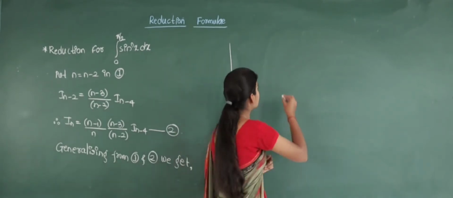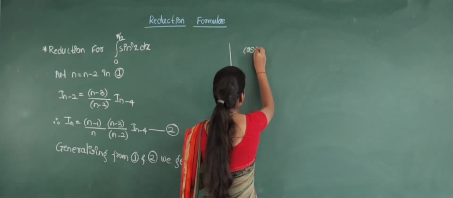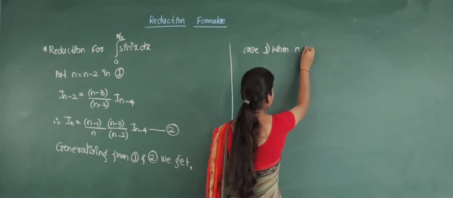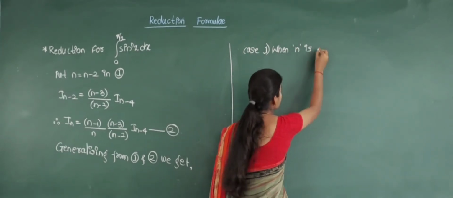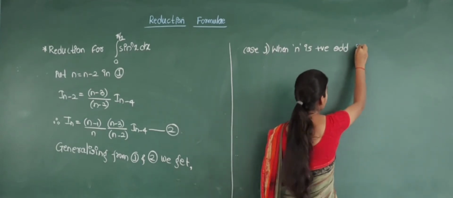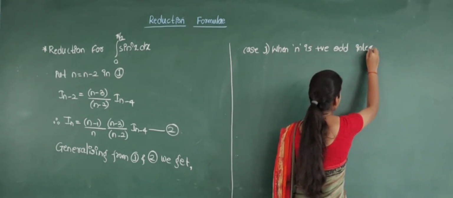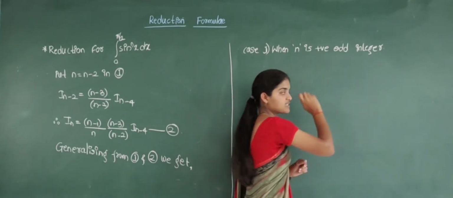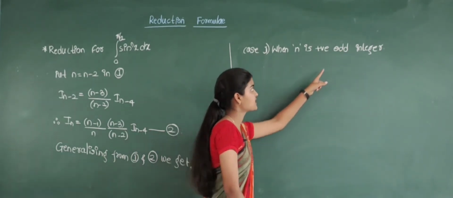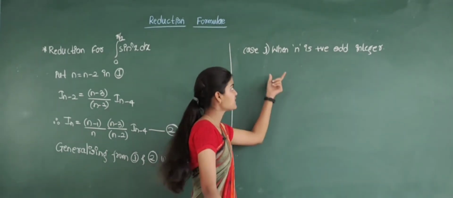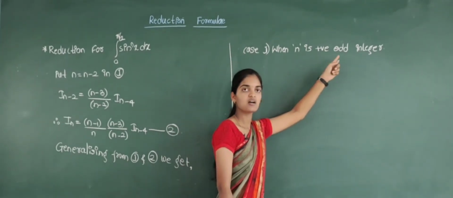So writing first one, that is case 1. When n is a positive odd integer I will consider. Anyway, n will be a positive integer itself, but here case 1 will consider with respect to odd, case 2 will be with respect to even. So let us see what happens when n is odd.